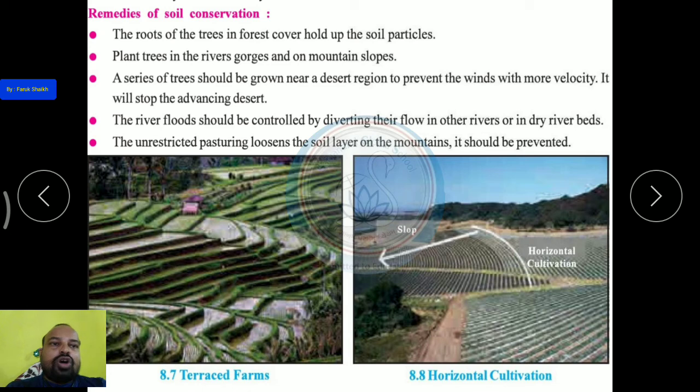Now, remedies of soil conservation. Which are the other remedies in the plain regions? We should also use these. We have to decrease the force of the water.